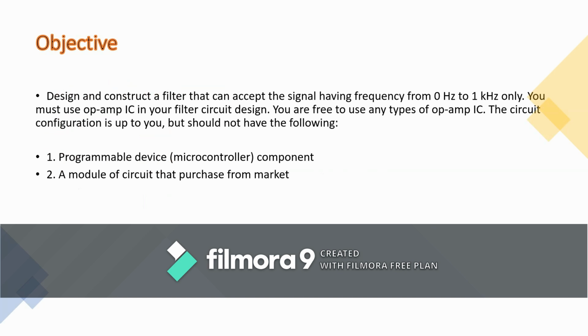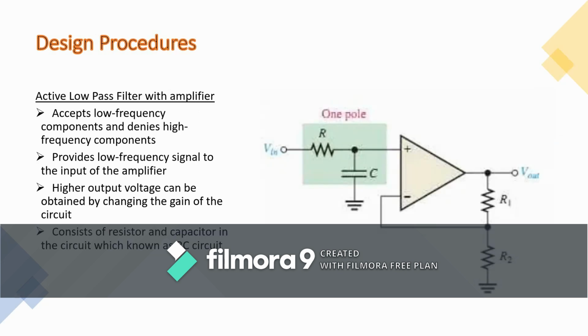First of all, the objective of coursework 1 is to design and construct a filter that can accept signals having frequency from 0 Hz to 1 kHz only. You must use an op-amp IC in your filter circuit, and any type of op-amp circuit is free to use. The circuit configuration is free to design, but we should not include a programmable device, which is a microcontroller component, or a module of circuit directly purchased from the market.